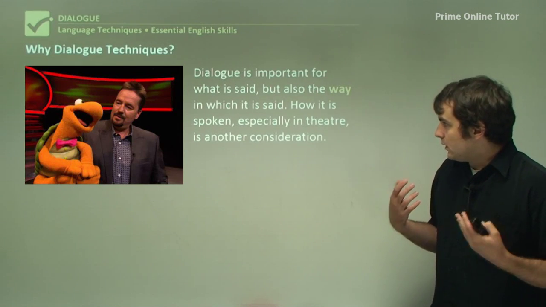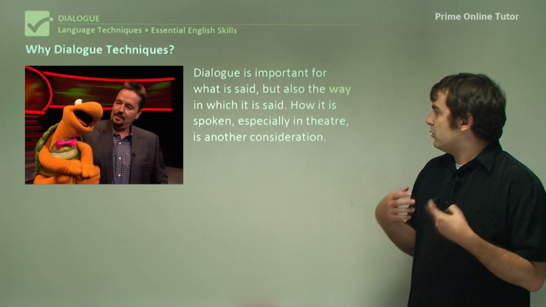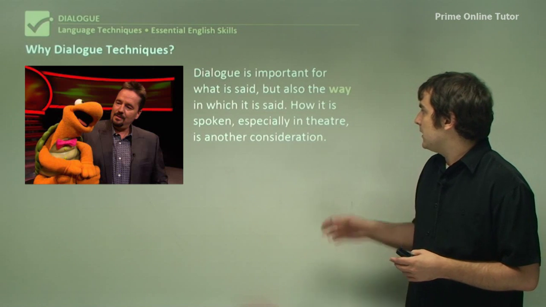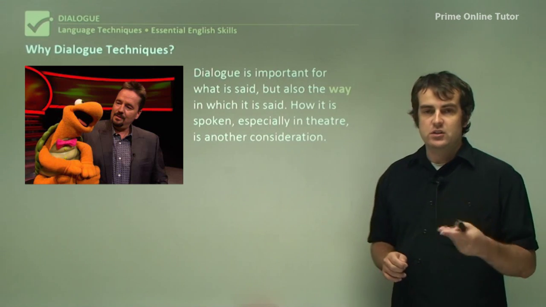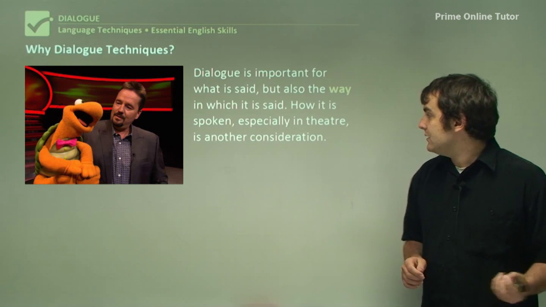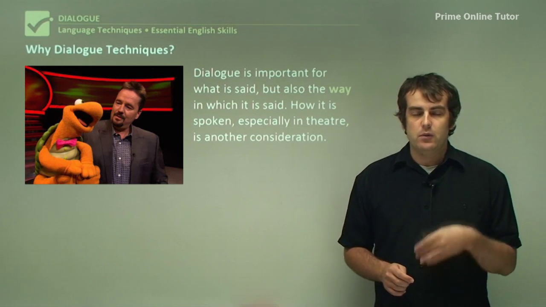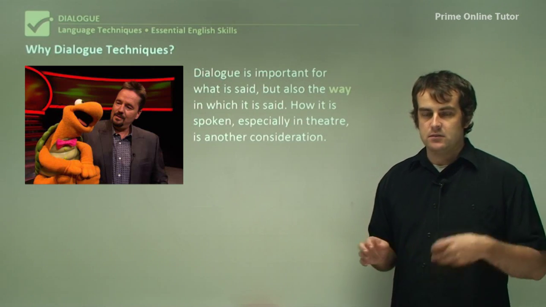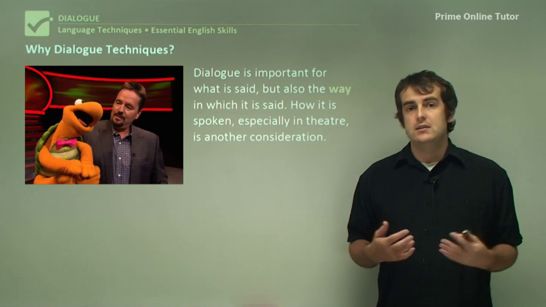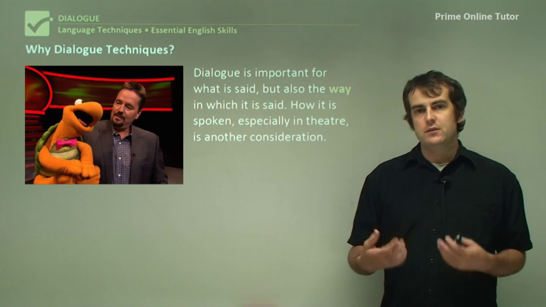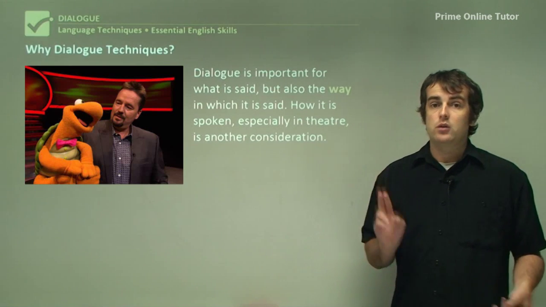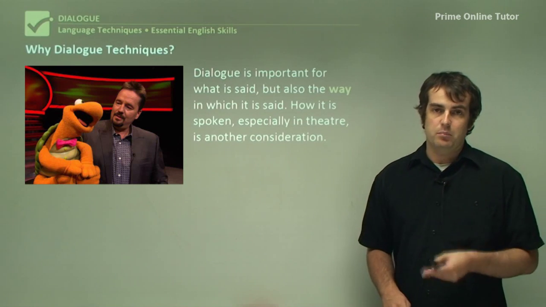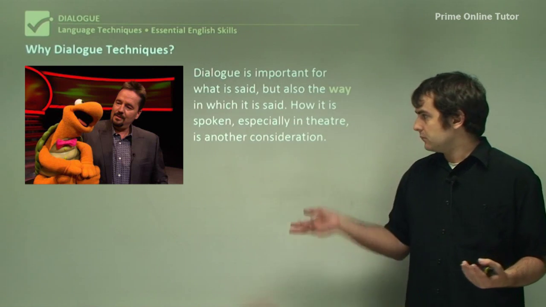Now, why look at dialogue techniques? Well, basically, it's important for what is said, but it's also the way in which it is said, which also creates a bit of meaning and reflection as well. How it's spoken, and especially this is the case in theatre, and when you're looking at plays, is another very strong consideration. Now, what that means is essentially, yes, it's important what characters say, and it's important to tell the story, but also the way in which it's said gives us a bit of an insight on how the story is structured, what sort of meaning the author of the text is trying to create. So if you're looking at it in terms of a play, you're obviously looking at it in terms of the playwright, and what they're trying to do.